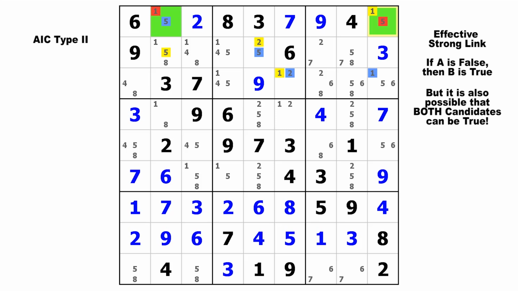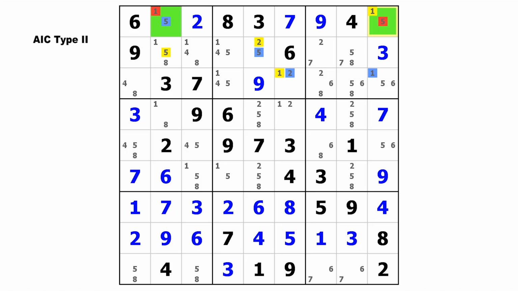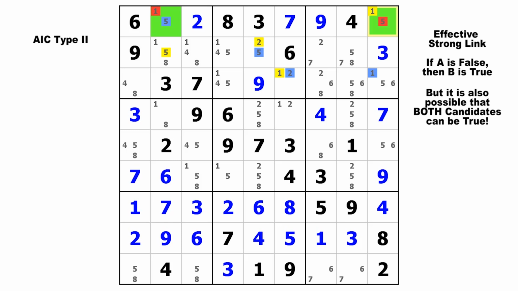But this does not preclude the possibility of both endpoints being true. In a conventional strong link, it is impossible for both candidates to be true. But with an effective strong link, it is possible for both candidates to be true. And I've got news for you.